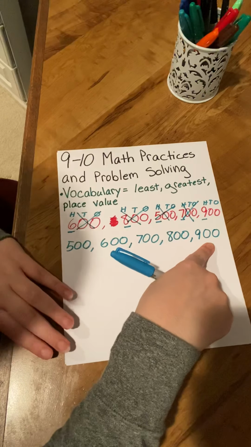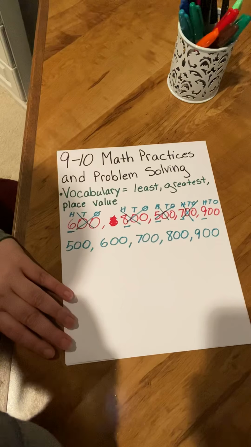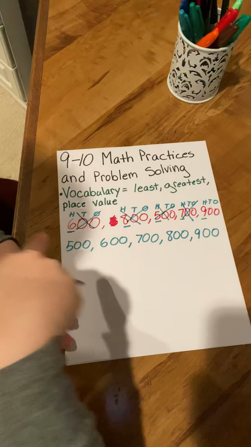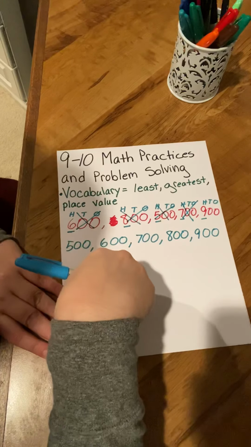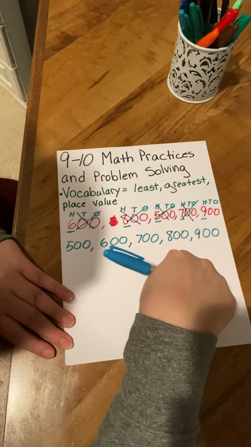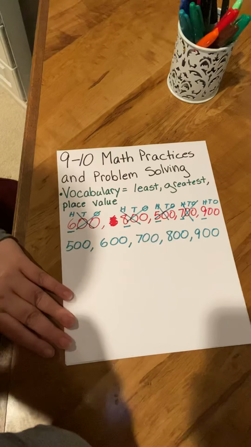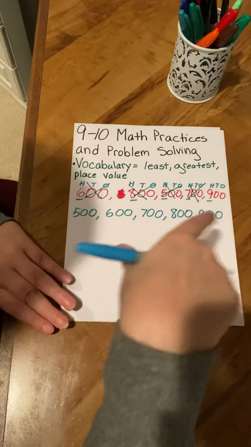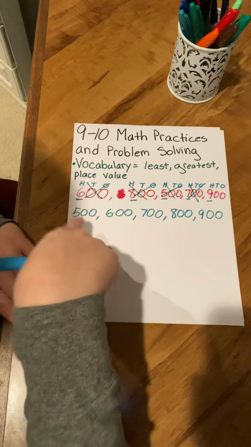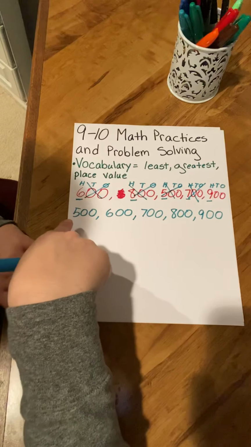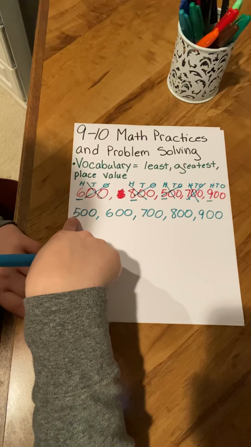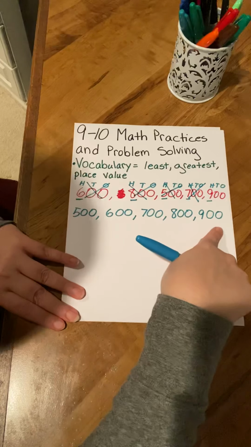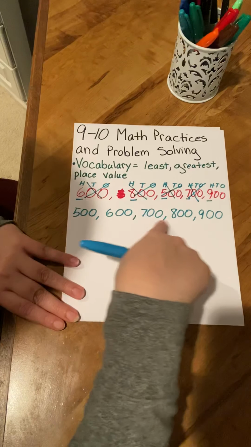So now what I want to think about is there a pattern that you see here? It goes 500, 600, 700, 800, 900. What do you think the pattern is? I want you to think about what place value is changing. Is the hundreds changing in each of them? Is the tens changing in each of them? Is the ones changing in each of them?